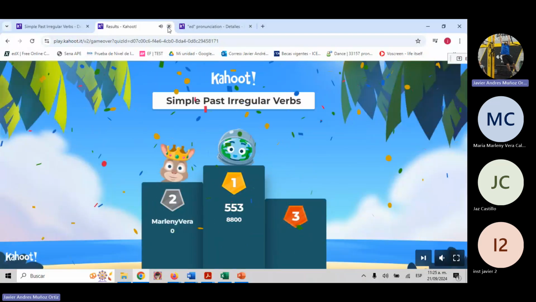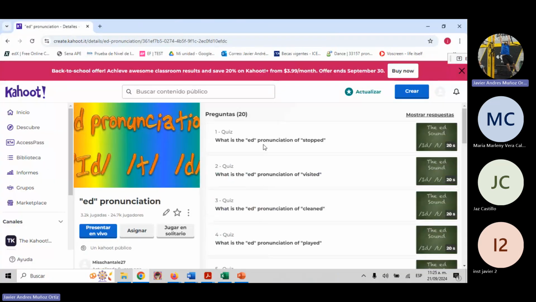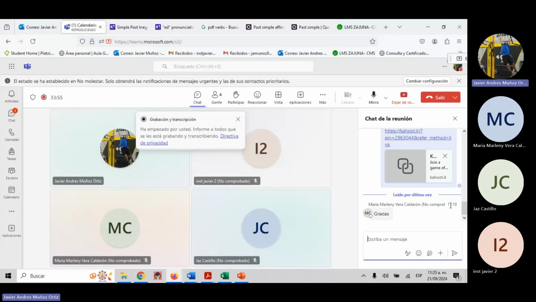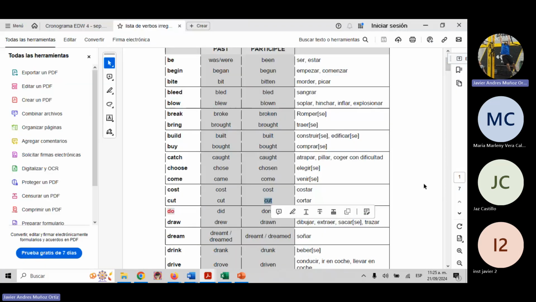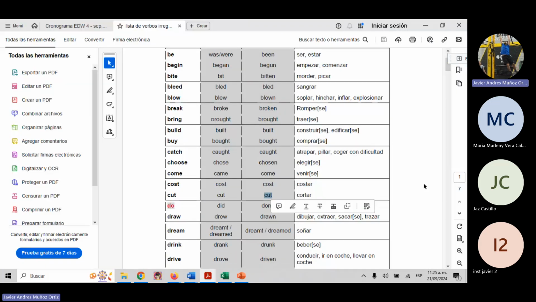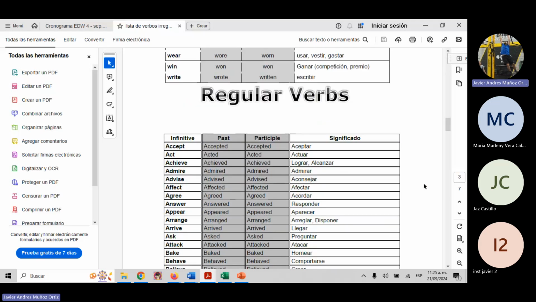Okay, so this is an example of how irregular verbs work, because irregular verbs don't have a specific rule, and that's the issue with these irregular verbs. We have to memorize them, unfortunately. I'm sorry. And we also have regular verbs.